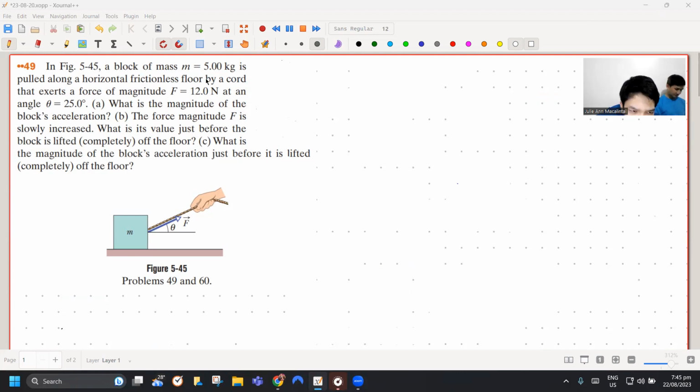So here in Figure 5-45, a block of mass 5 kilograms is pulled along a horizontal frictionless floor by a massless cord that exerts a force of magnitude F equals 12 newtons at an angle of 25 degrees. What's the magnitude of the block's acceleration? The force magnitude F is slowly increased. What's the value just before the block is lifted completely off the floor?